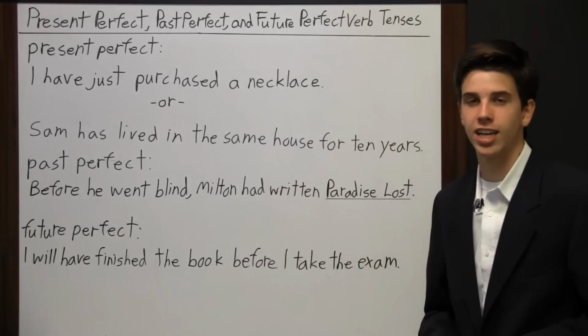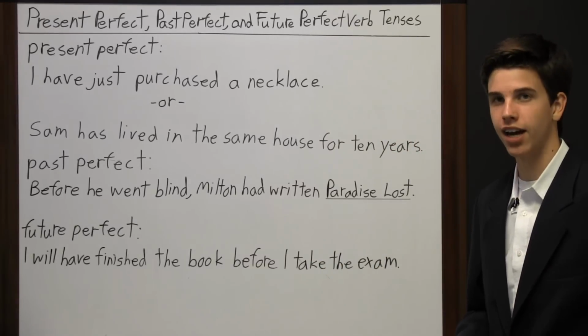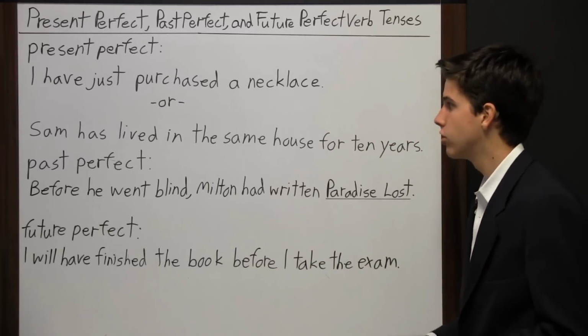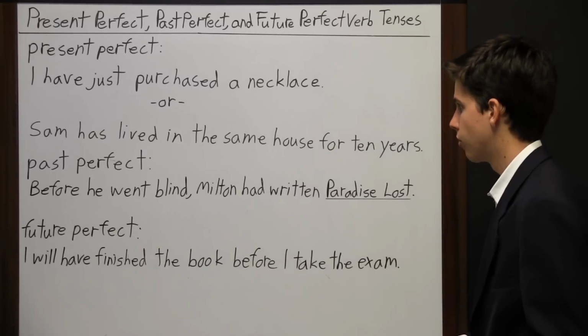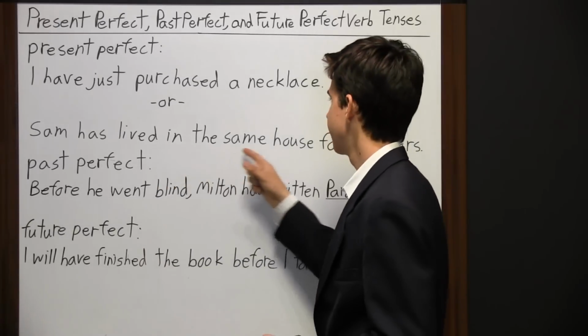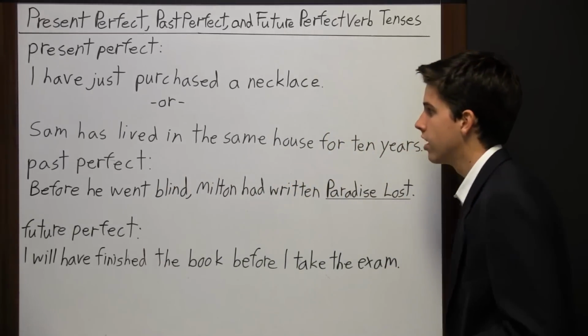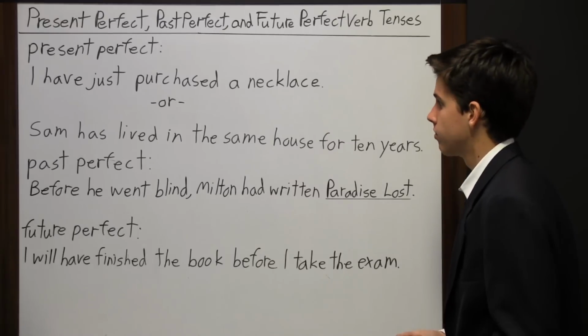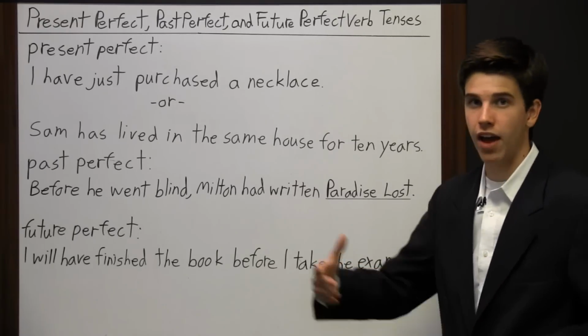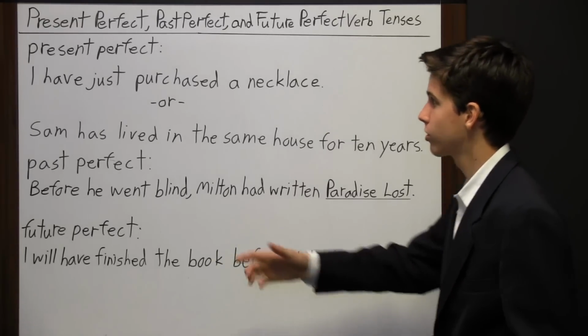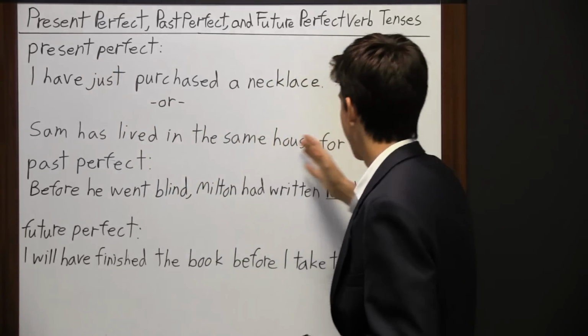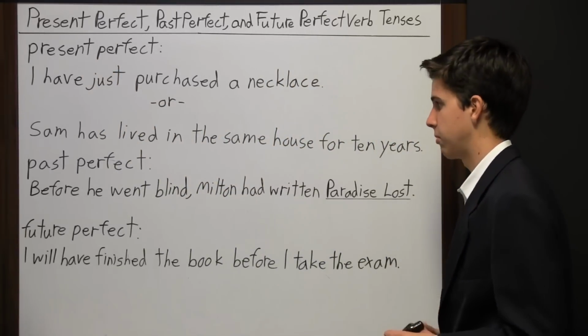Now, the present perfect can also be used to indicate an action begun in the past and continued to the present moment. Here's an example of that: Sam has lived in the same house for 10 years. This is talking about something that is happening now and may have happened for a long time, but the reason we're still calling it the present perfect is because it's coming up all the way to the present.